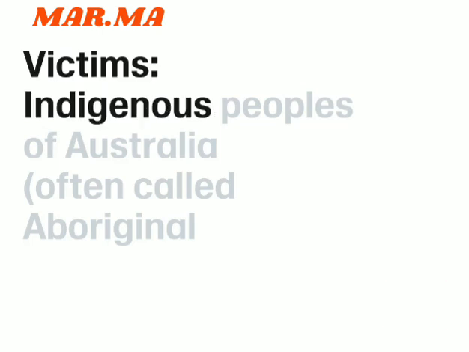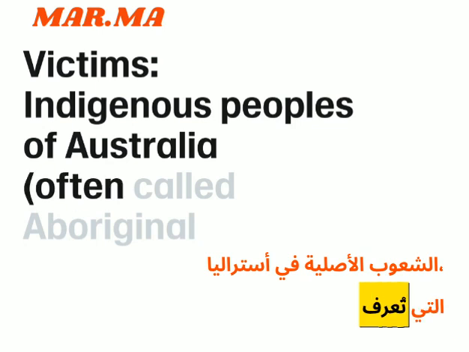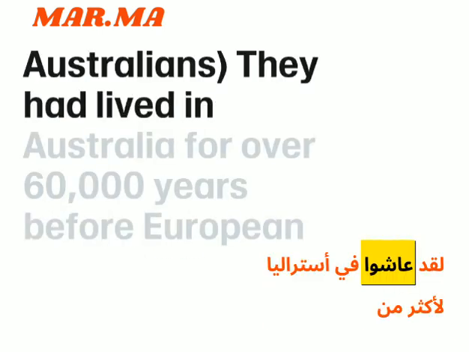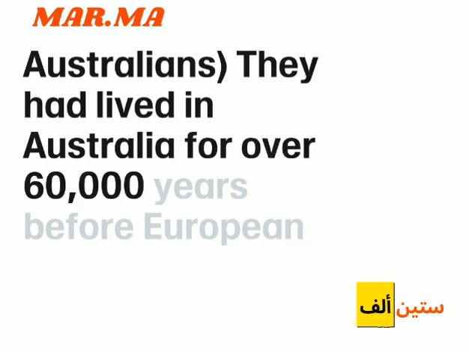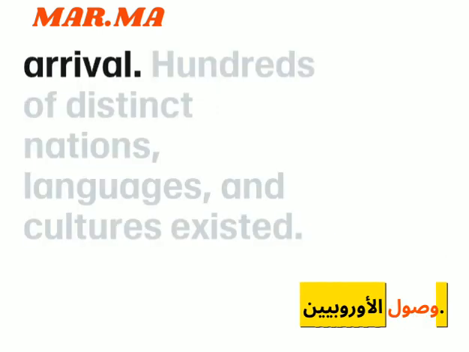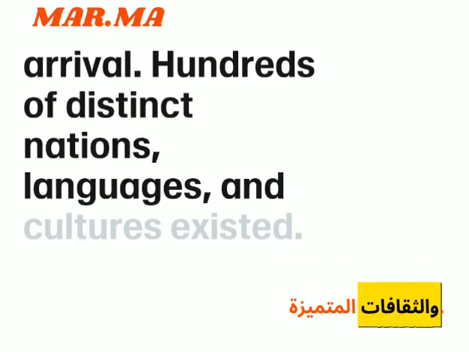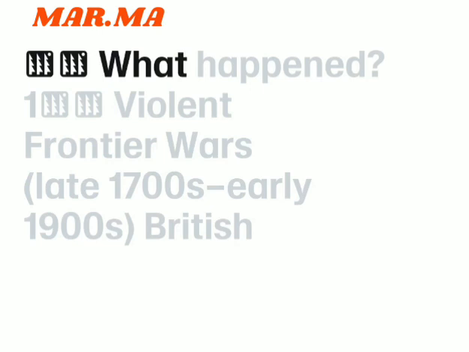Who were the victims? Indigenous peoples of Australia, often called Aboriginal Australians. They had lived in Australia for over 60,000 years before European arrival. Hundreds of distinct nations, languages, and cultures existed.